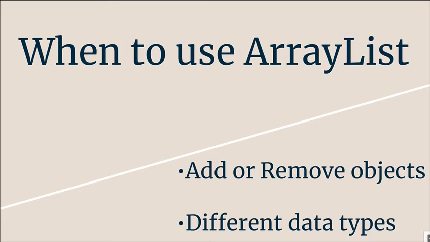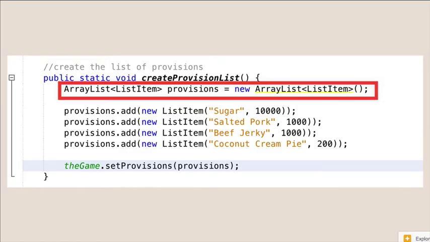When to use array list. Java ships with a class called an array list. This class allows you to create variable length lists of objects. You can dynamically add and remove objects from the list. The objects may be of different data types. Primitive values cannot be put directly into an array list. They must be converted into an object before being placed in the list. In the game control class, we can see the use of the array list.